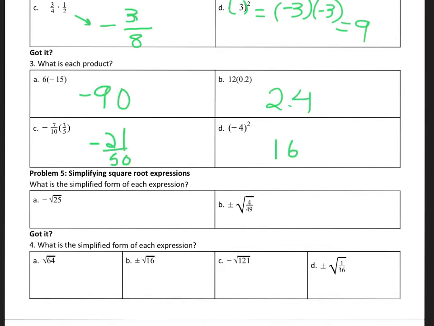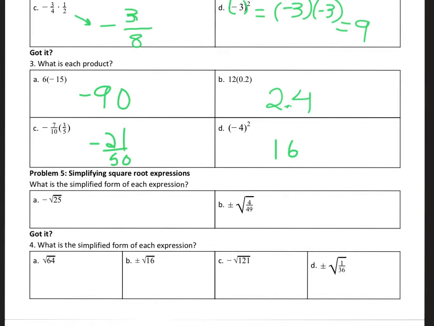Okay, so just to quickly run through these, what is each product? Part A, I knew it was negative because they're opposite signs. 6 times 15 is negative 90. Part B, it's a decimal. 12 times 0.2, they're both positive, so my product is positive. I think of 12 times 2 is 24, and I just move the decimal place over once to the left, all right? C, it's negative, opposite signs.